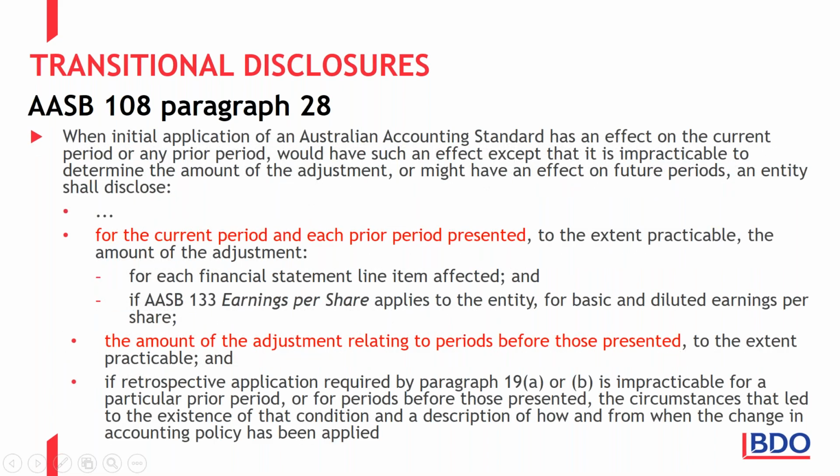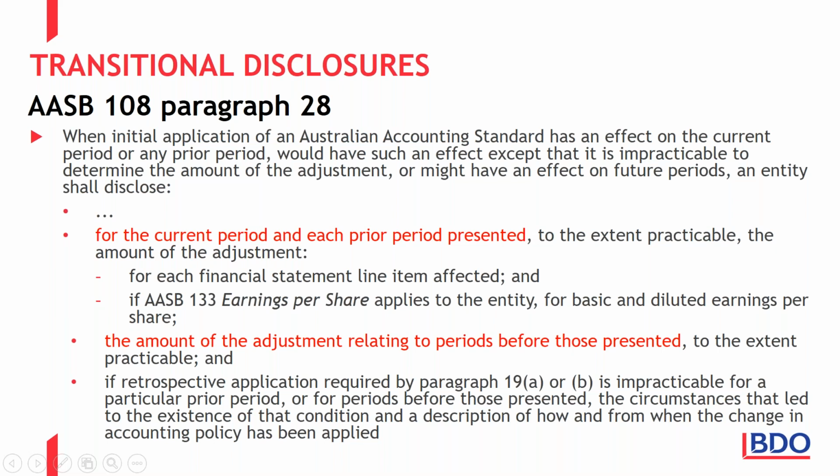Then when we continue, you also have to disclose, for the current period and each prior period presented, the amount of the adjustment for each financial statement line item affected. So what is the impact on interest expense, depreciation? What is the impact on right of use asset, current, non-current, lease liability, current, non-current? The amount of any adjustment relating to periods before those presented, you also have to disclose.